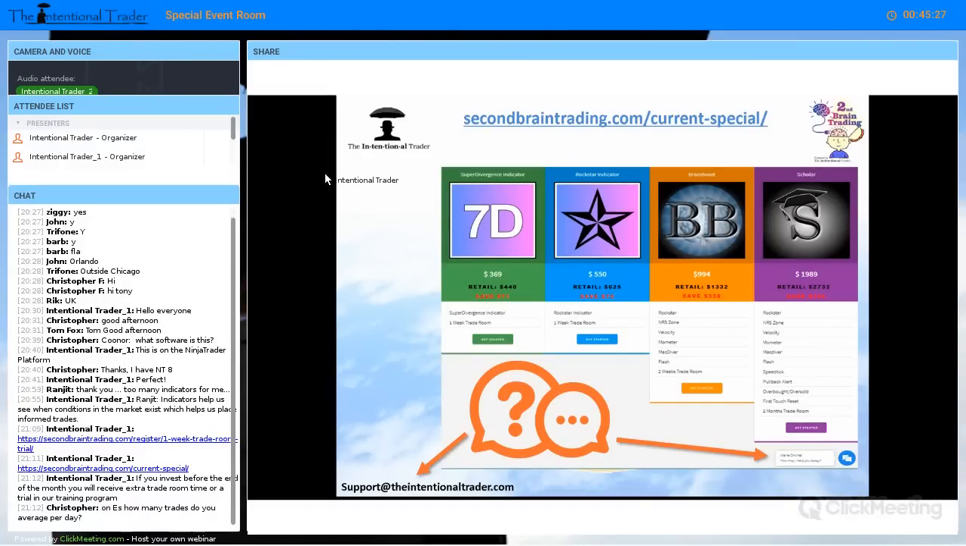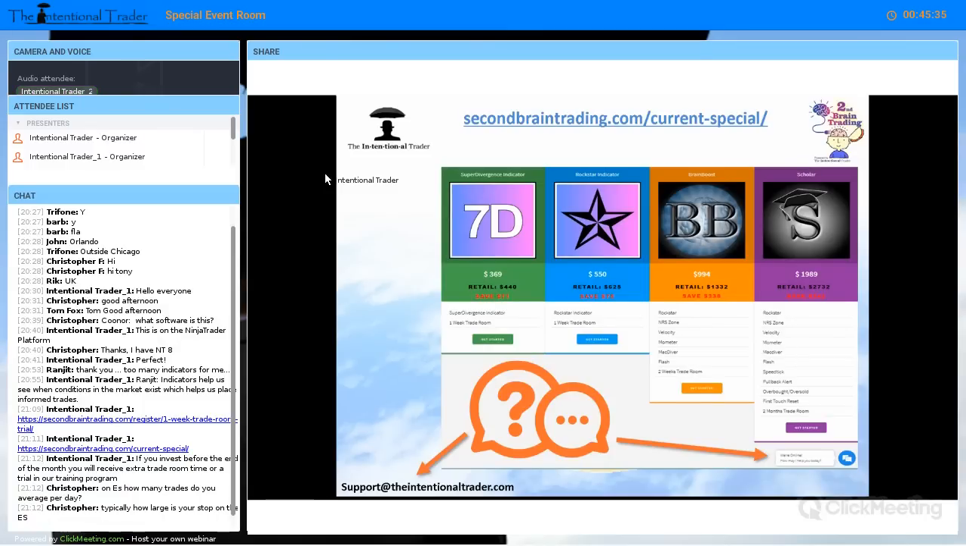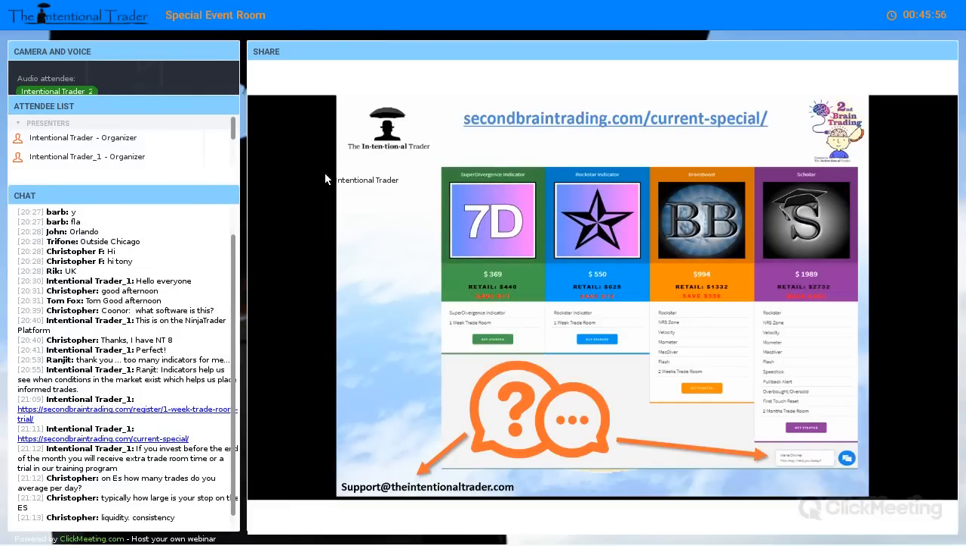So I have a question for you, Christopher. I'm happy to answer how many ES trades I average per day, but why do you trade the ES? Or do you trade the ES? We do have the ES in our trade room, and here's why. A lot of people like to trade the ES for some reason. I used to be one of those people until I got clued in on what's going on. I have put the ES in our trade room to entice people to come watch and see what we're doing. We do have it there.